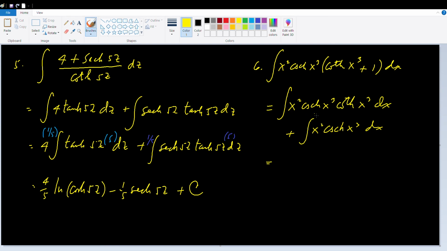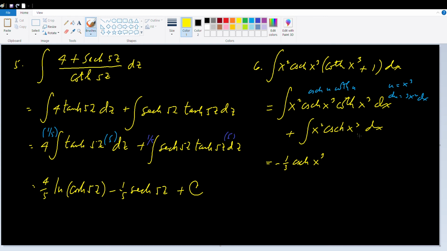For the first one, it is of the form hyperbolic cosecant u hyperbolic cotangent u du. So our u here is x cubed and du is 3x squared dx. So we need 3, which is equivalent to 1/3, and the integral of hyperbolic cosecant hyperbolic cotangent is negative hyperbolic cosecant of x cubed.